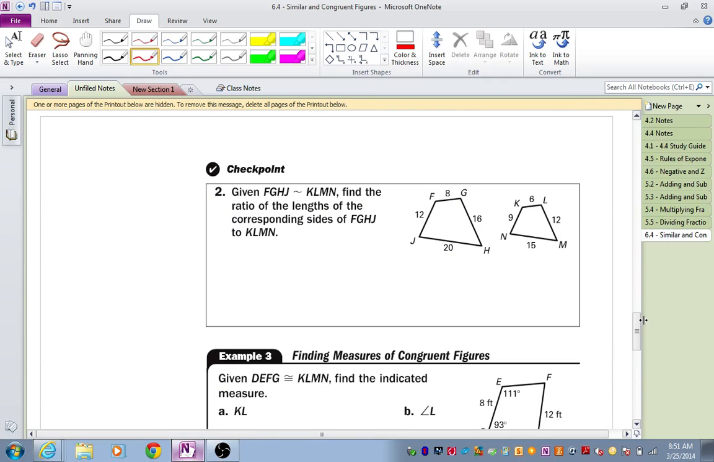Okay, try checkpoint 2 using the same ideas that we just did. It's telling you that FGHJ is similar to KLMN, and you're finding the ratio of the first one to the second one. So press pause, find your ratio, it should be pretty quick, and then hit play again.